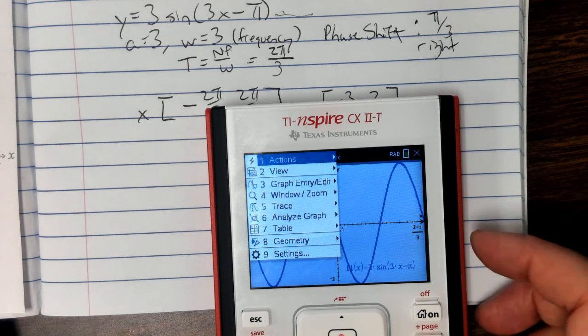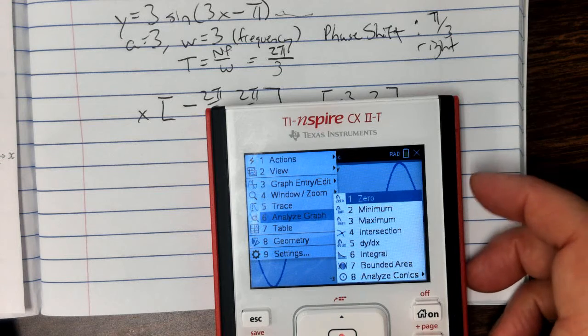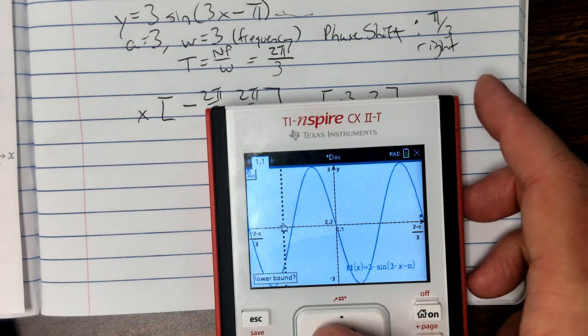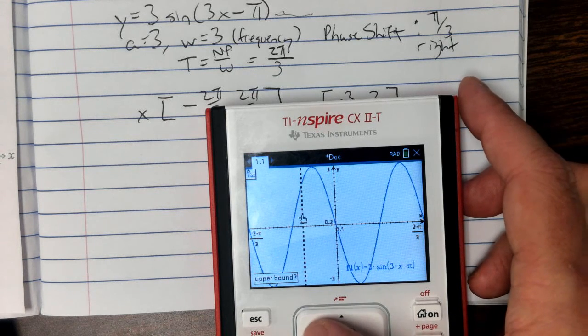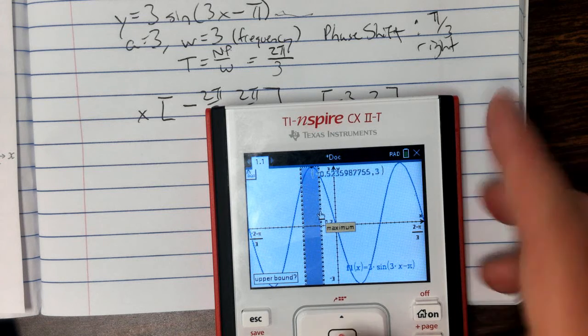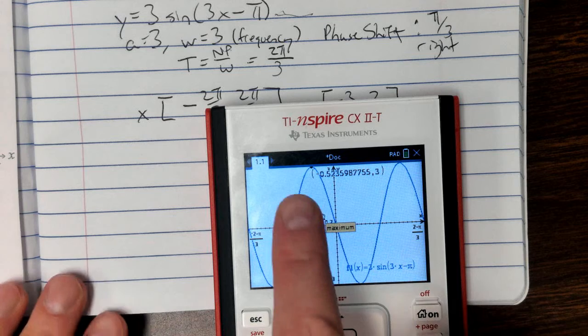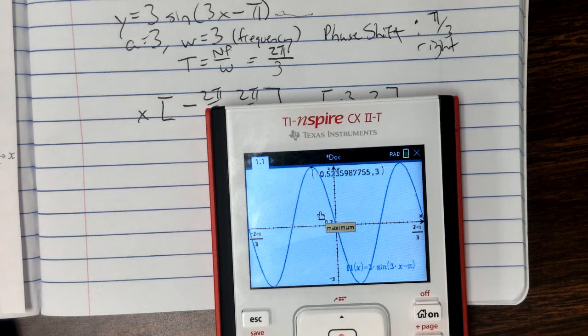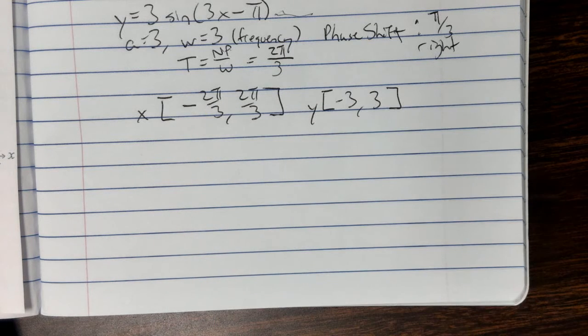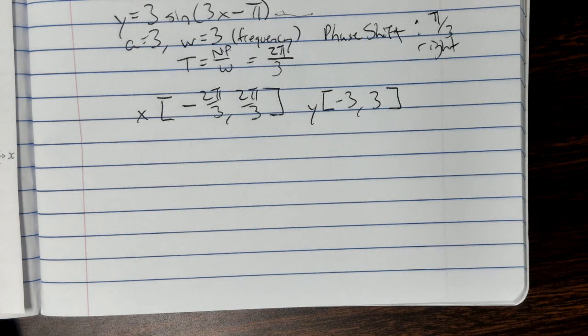I think that'll be right. If we go to maximum for this one, the left bound and right bound, oh, it is going to show me. So it's 3. I thought since I was so close to the top it wouldn't work, but it did. Okay, any questions about that one?